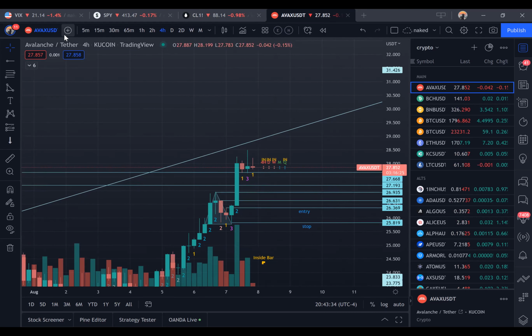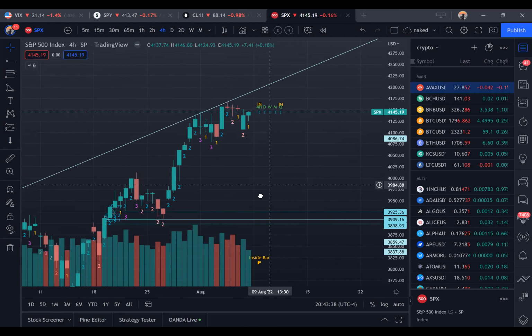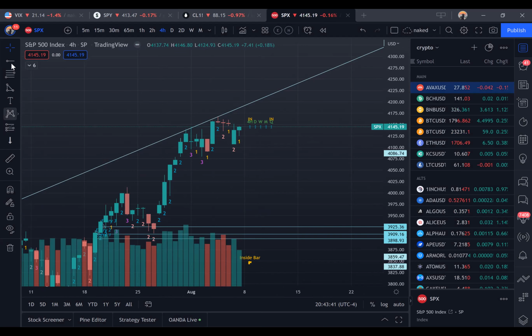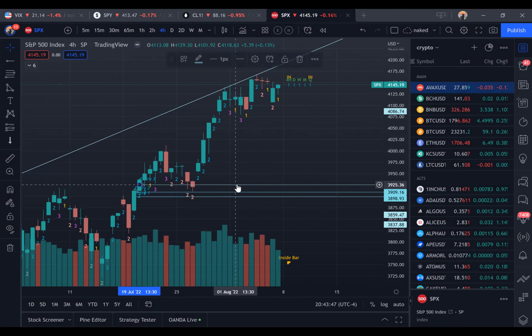I was looking at the SPX, which gave a lot more examples. This is on the 4-hour as well. Actually, even here on the bigger time frame.